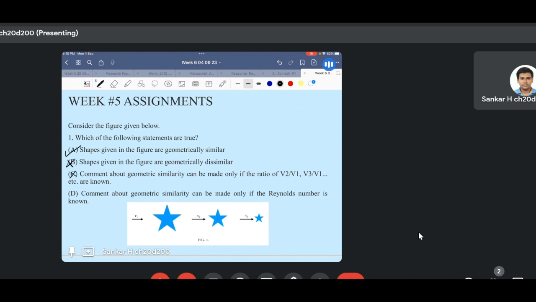And geometrical similarity can only be made if the Reynolds number is known, is also incorrect. The Reynolds number has nothing to do with geometrical similarity. In fact, it has very little to do with kinematic similarity as well. We'll come to that in the next couple of questions. But the correct answer is option A.